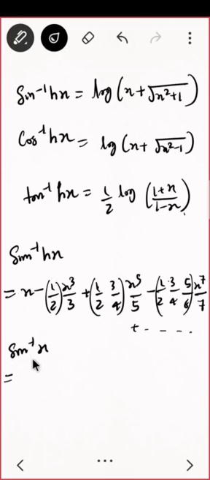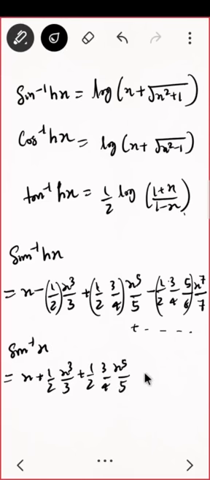So sin inverse x का क्या रहेगा? सेम थिंग, बट एवरीबडी विल बी प्लस. देयर इज नो अल्टरनेट प्लस माइनस. So it will be x plus 1 upon 2 x cube upon 3 plus 1 upon 2 3 upon 4 x raised to 5 upon 5 plus 1 upon 2 3 upon 4 5 upon 6 x raised to 7 upon 7, and so on. Correct?